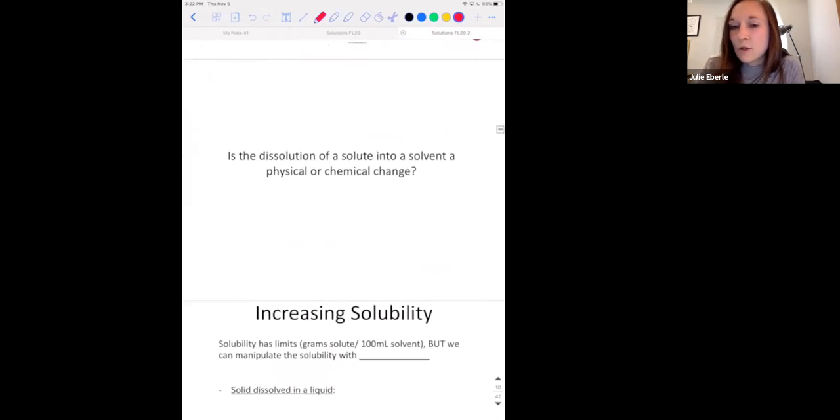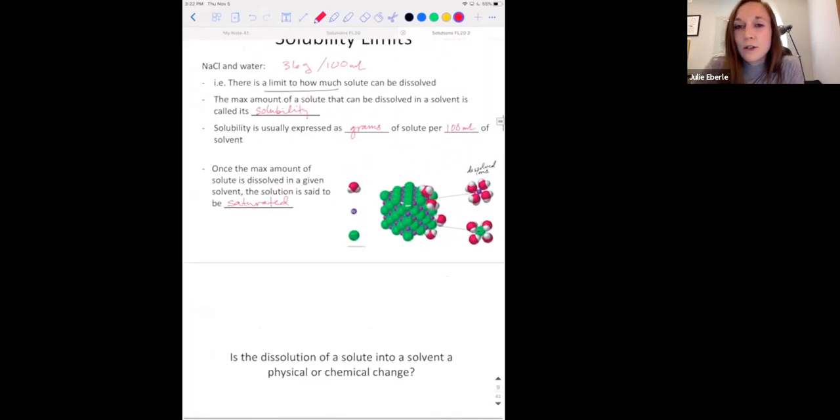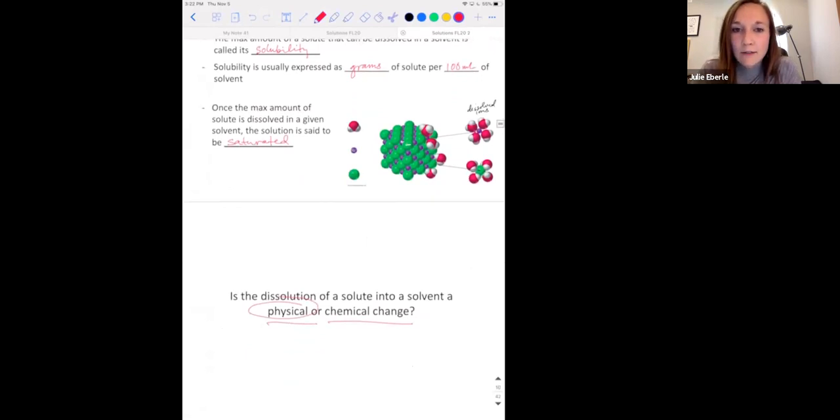Before we move on, though, when we are dissolving solutes into solvents, is this a physical or chemical change? This goes all the way back to the beginning of the semester, when we talked about how you know if something is chemical or physical. When you're dissolving a solute in a solvent, is that chemical or physical? What do you think? Physical, yes, Janelle, physical. We are not creating a new product. We're just mixing things. You still have the same two things, or more than two things even. They're just redistributed throughout the solution.